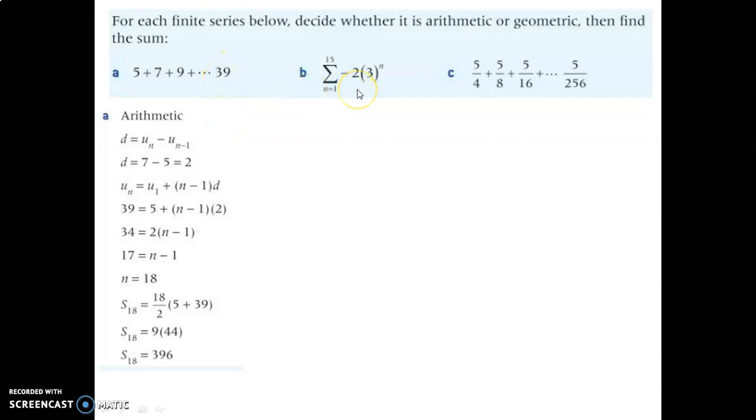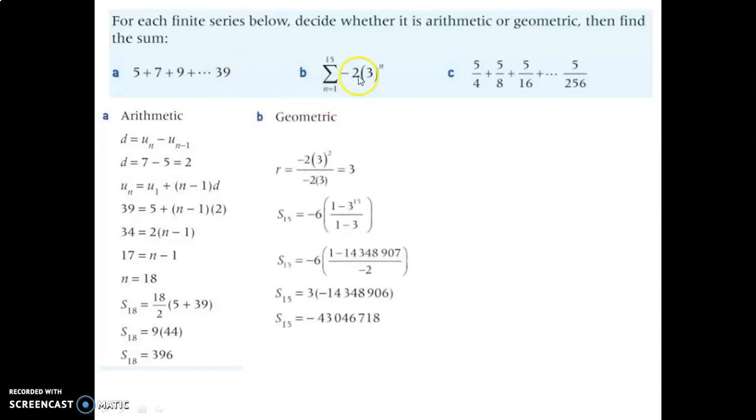And now this one. Hope that one you recognized again that this is a geometric rule, right? This is a geometric rule. Here's our U1 value, here's our r value. So using that, we figure out the r value is 3.